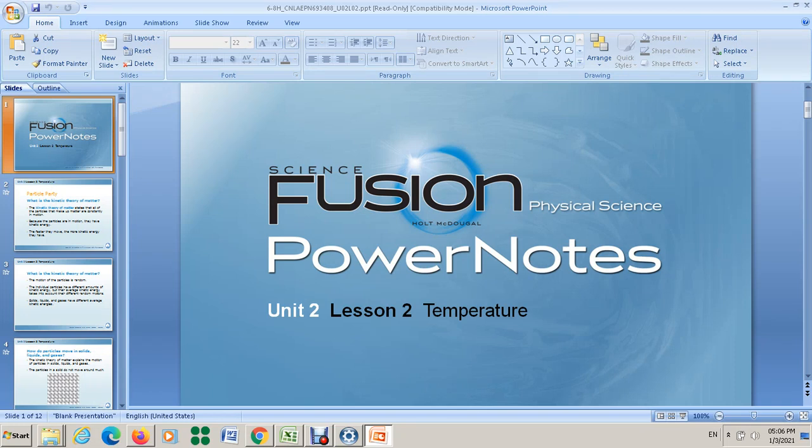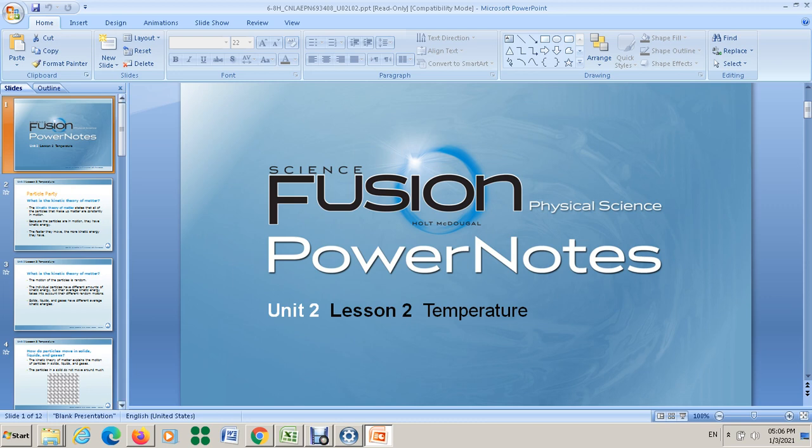Hello everyone. Today we're going to start with lesson 2 of unit 2, which is about temperature. We're going to discuss and explain the kinetic theory of matter. Then we want to compare the speeds of particles in solids, liquids, and gases. Then we're going to define temperature, degree, and thermometer. Then we will talk about different scales that are used to measure the temperature.